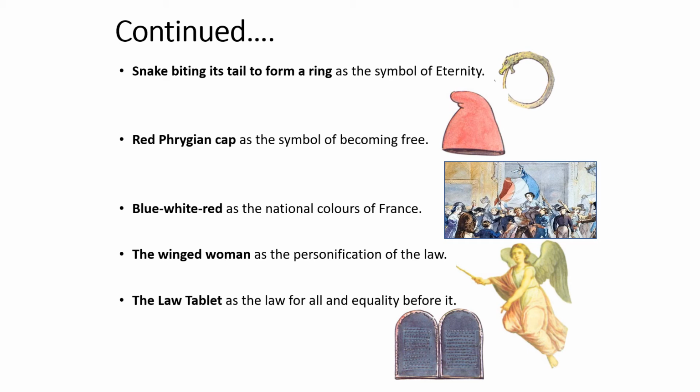Red Phrygian cap as the symbol of becoming free. Then blue, white, red as the national colors of France. The winged woman as the personification of the law. And lastly, the law tablet as the law for all and equality before it.